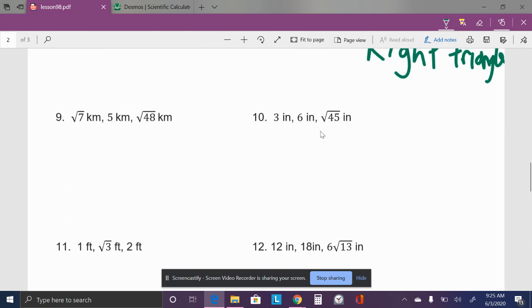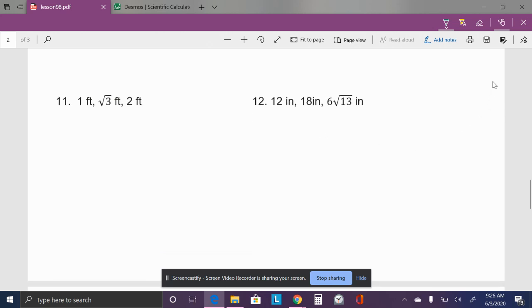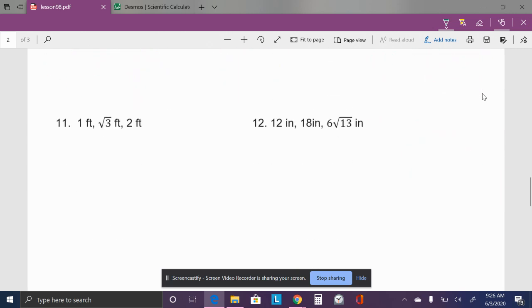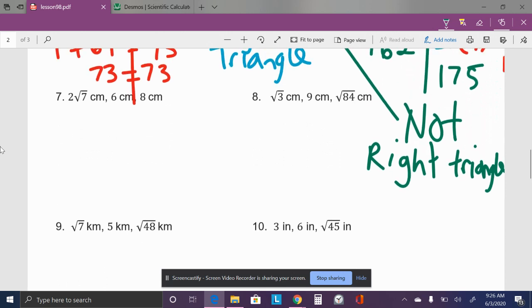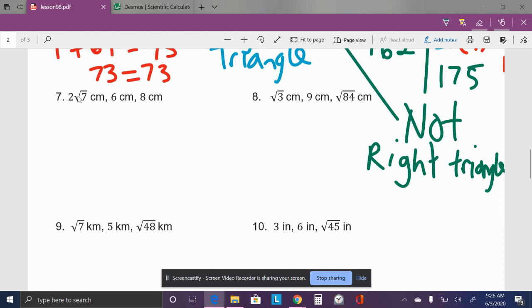Let's do number 7. Sorry, I keep changing my mind. All right, let's take a look at our lengths here. We have this, which I don't know what it is, 6 and 8. So 2 radical 7. Let's see if that's the longest side or not. 2 radical 7 is 5.29. All right, so that's the small side. So that's going to be a leg. So that means this is the hypotenuse.